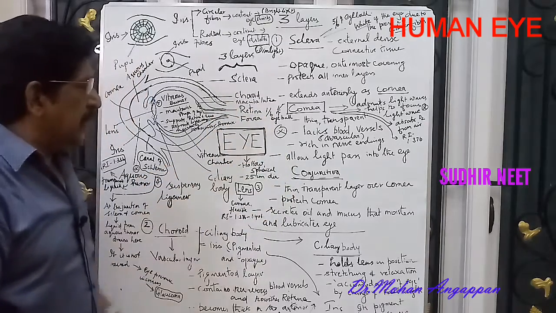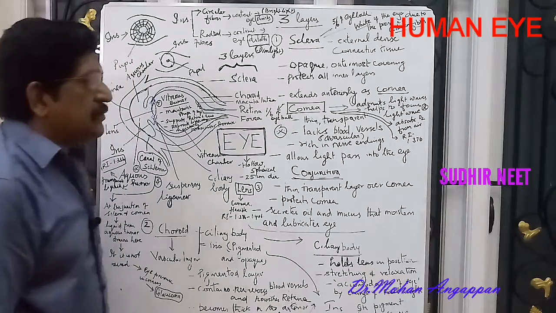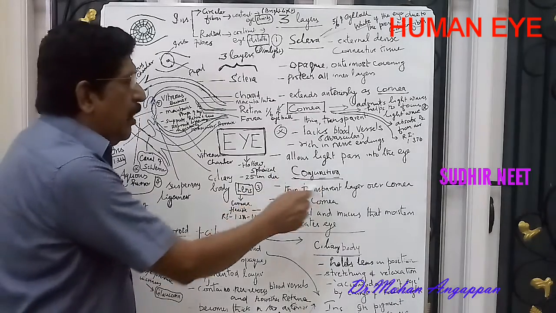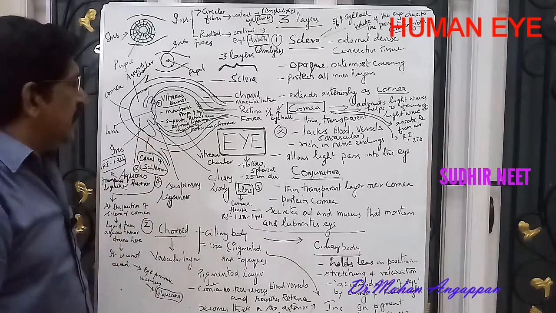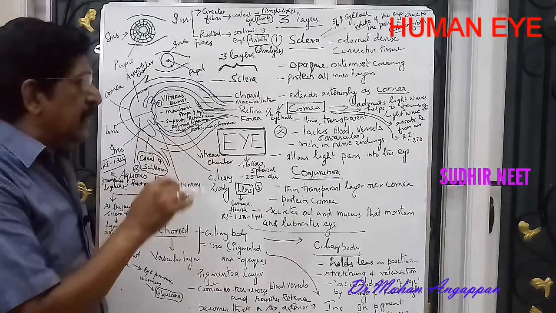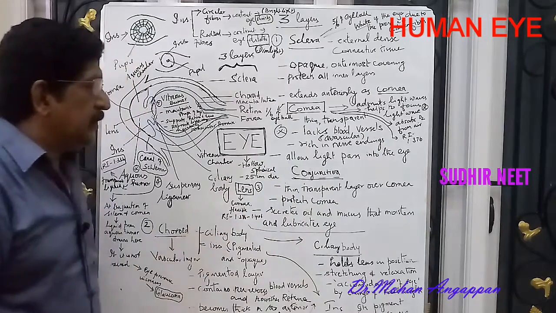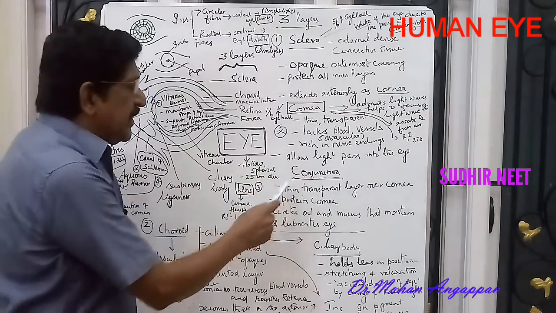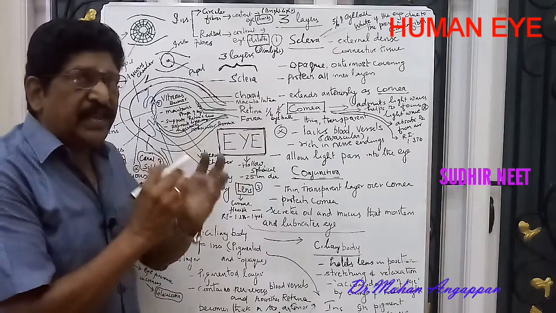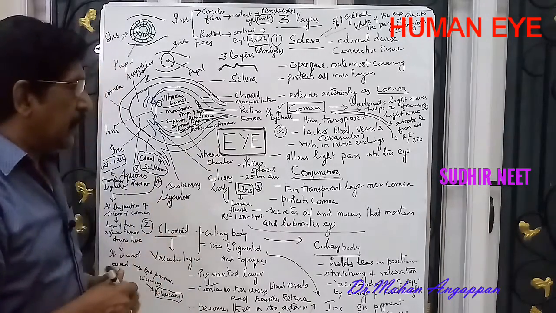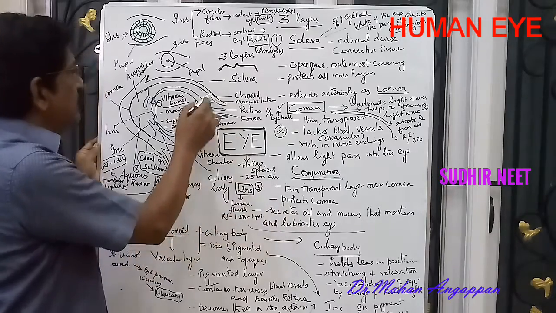In front of the cornea, there is a thin transparent layer called conjunctiva. It is very important. This thin transparent layer outer to the cornea protects the cornea. The conjunctiva secretes oil and mucus that moistens and lubricates the eye. This is about the first layer, sclera.